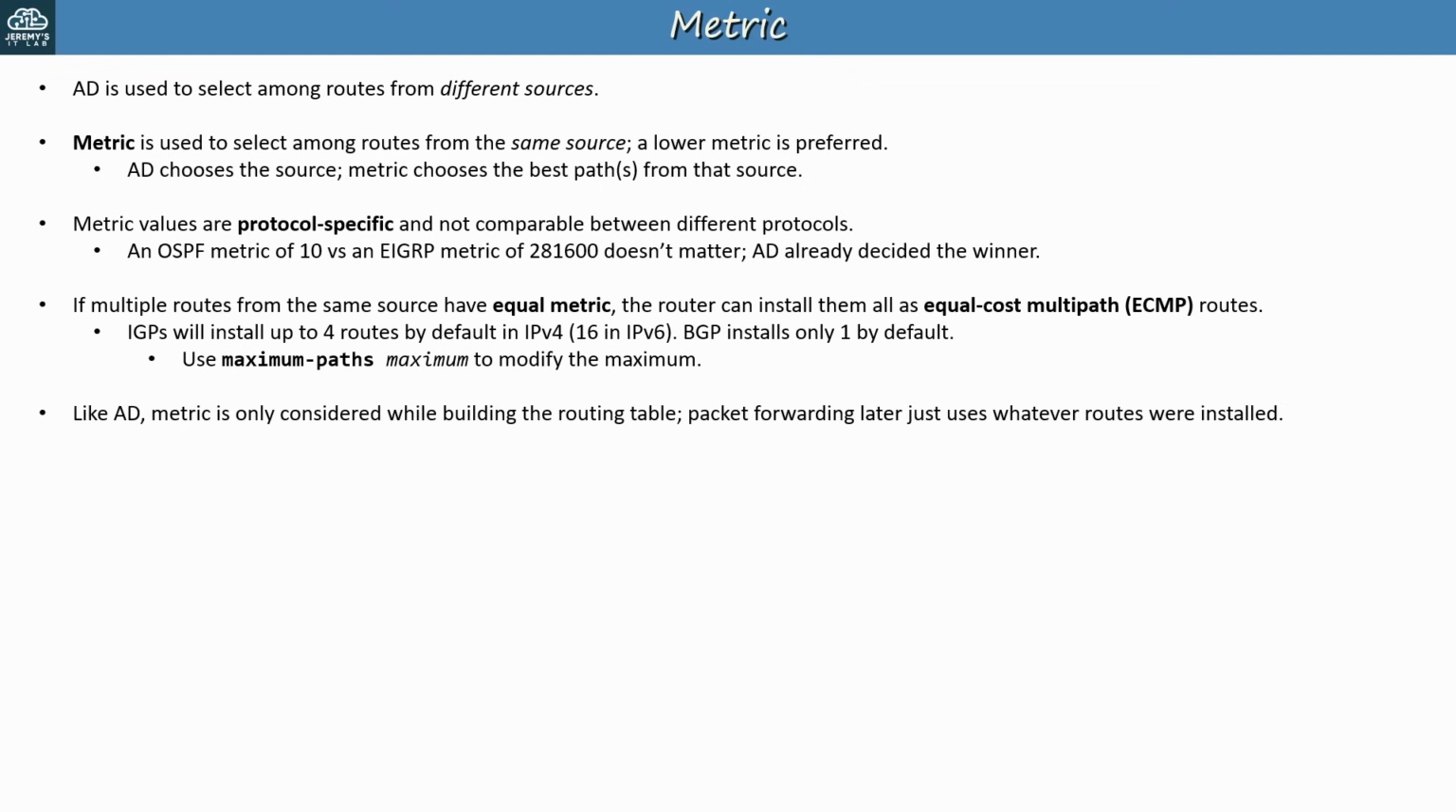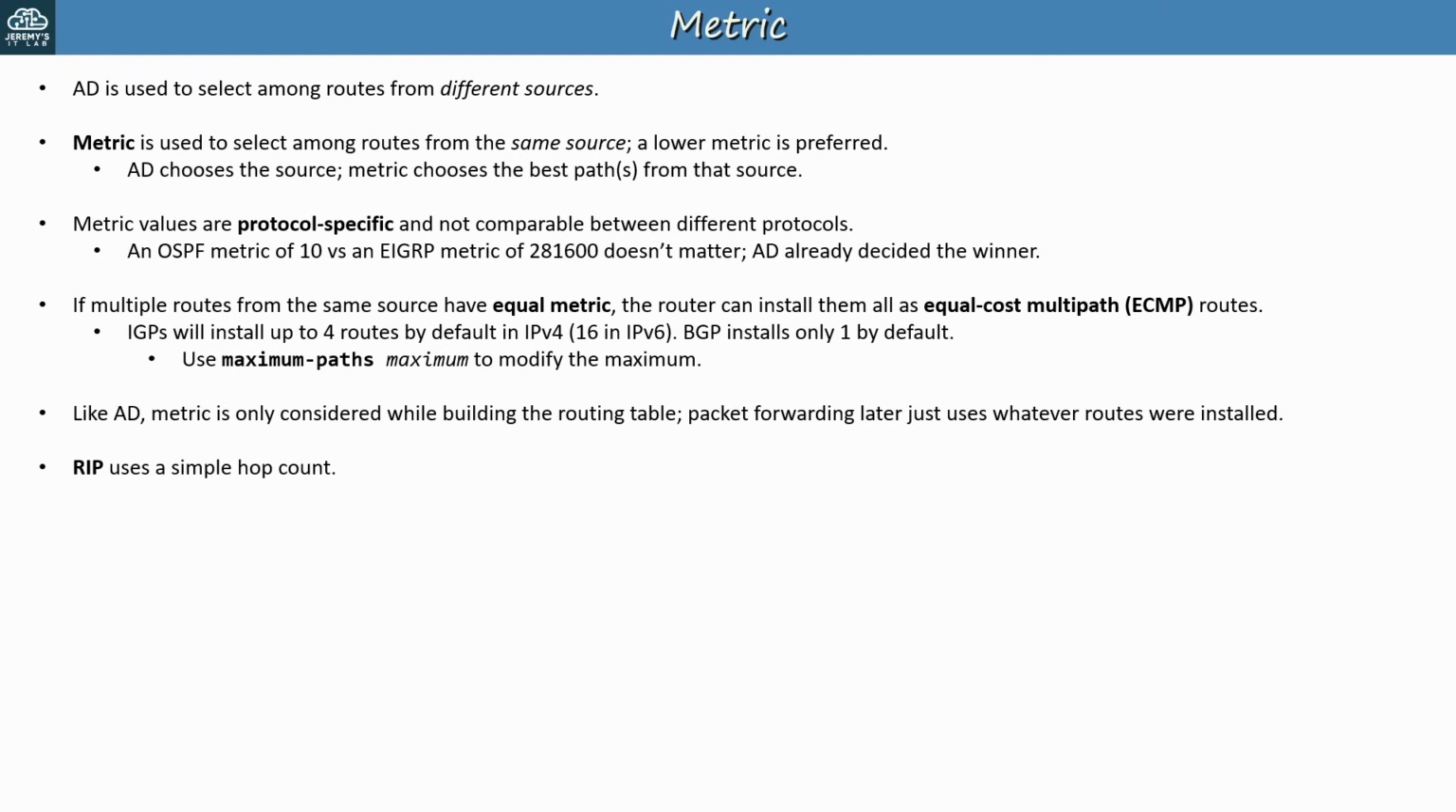Final point. Like AD, metric is only considered while building the routing table. Packet forwarding will then just use whatever routes were installed in the table. More on that later. So as I said, each protocol's metric values are specific to that protocol only. Each protocol calculates its metric differently, so metric values only make sense within that protocol.